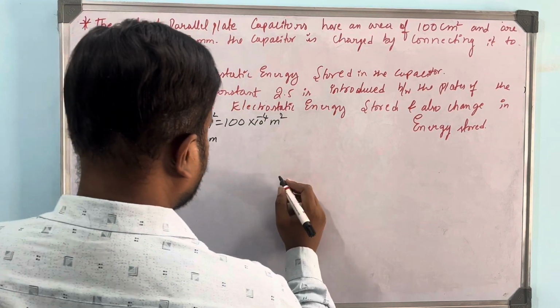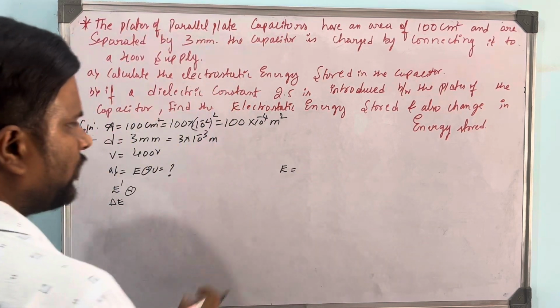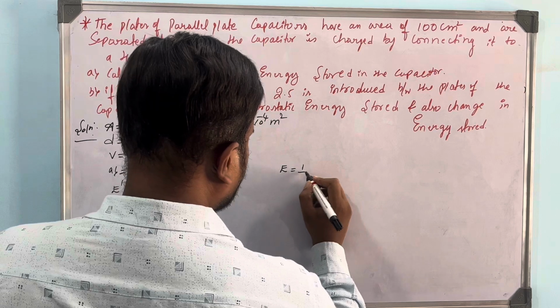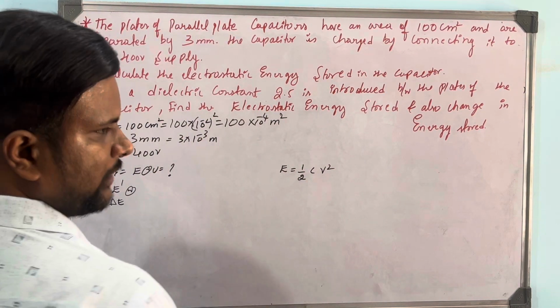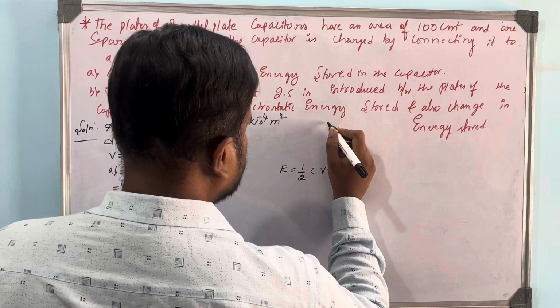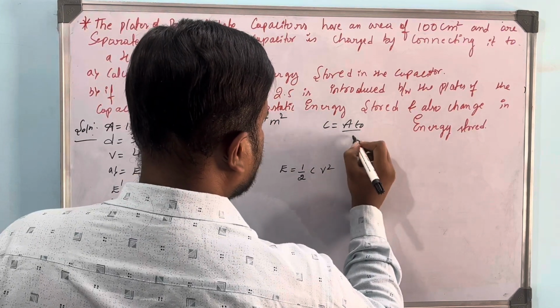Initially, what is the electrostatic energy? We know the energy expression. I will take it as E or U; you can write E or U. So E is equal to half C V square. Here the C value I don't know, I need to calculate C. The formula is C is equal to A epsilon naught divided by D.